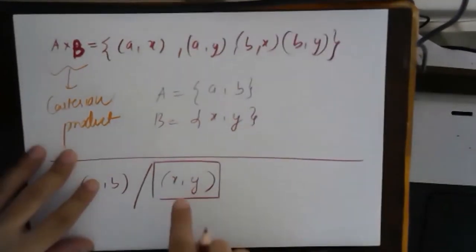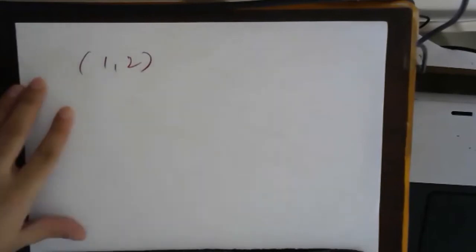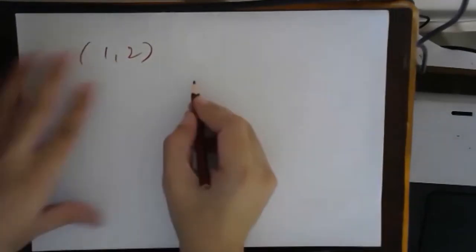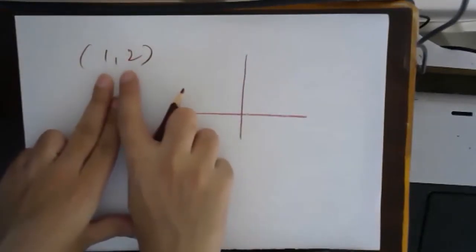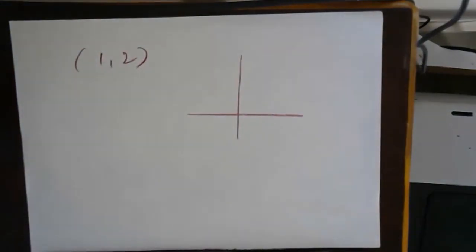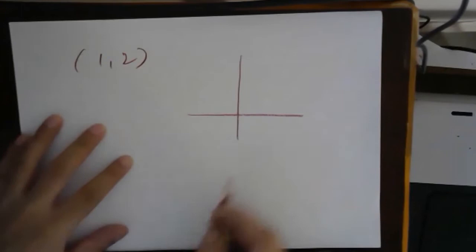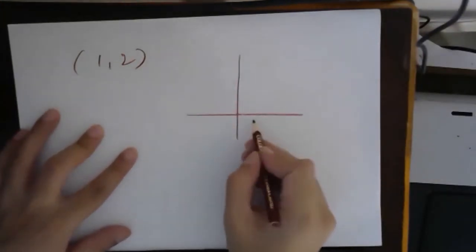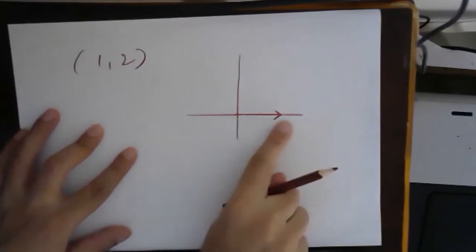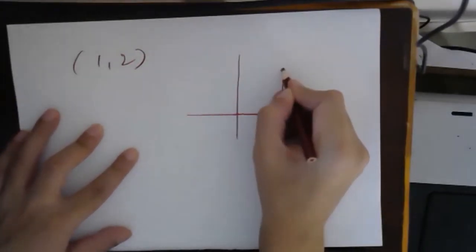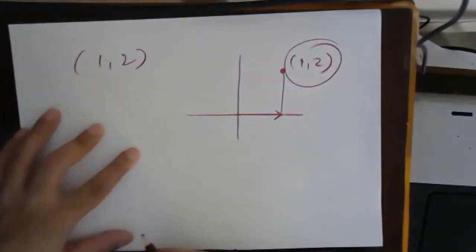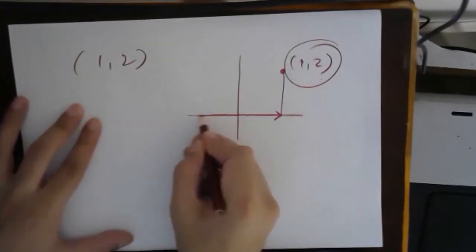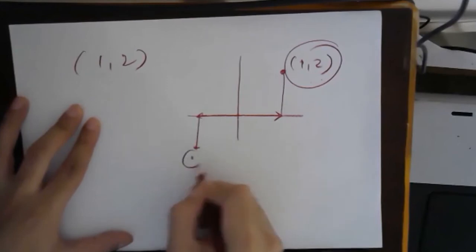And what does this mean? Suppose you have 1, 2. Now everyone just draw the x and y axis and try to plot this point 1, 2. What will you get? You will get x coordinate as 1. That means from here I will move 1, and from here I will move 2. So you will get this point 1, 2. Everyone will get the same point. Nobody will get something like this, that from here I will move 1 and from here I will move 2.